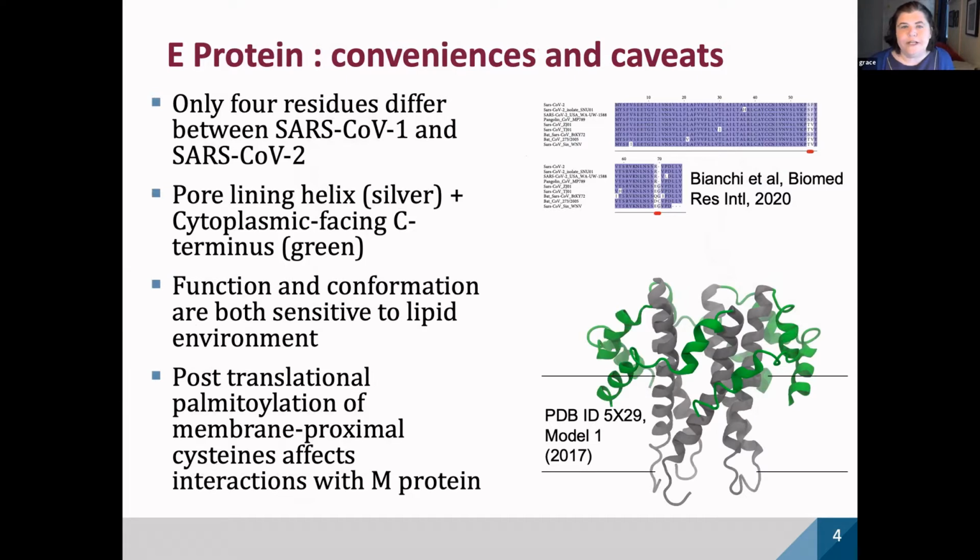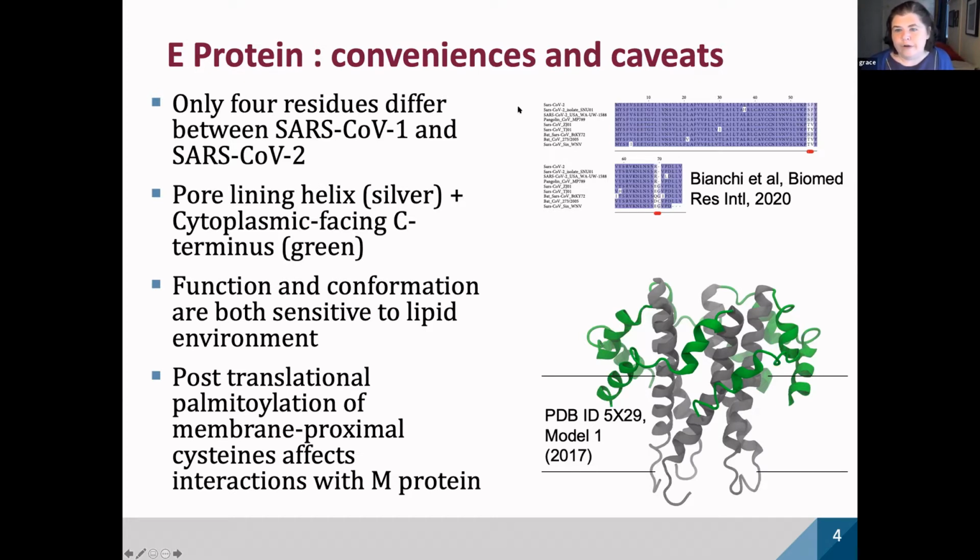So because the E protein has this dual role, where it's both an ion channel and it affects the membrane shape and the process of budding and the envelope shape and everything, it's a pretty desirable target. It happens that only 4 residues differ between SARS-CoV-1 and SARS-CoV-2.